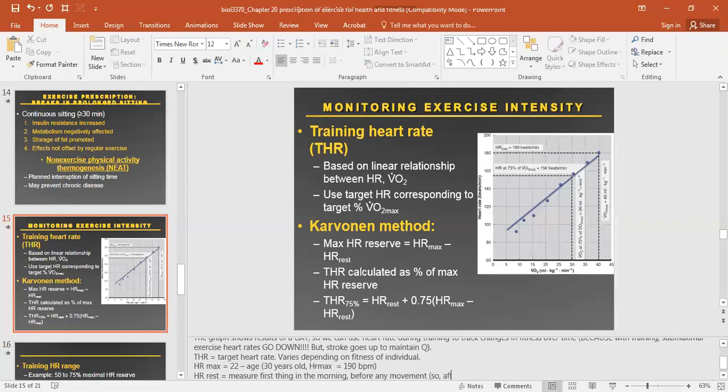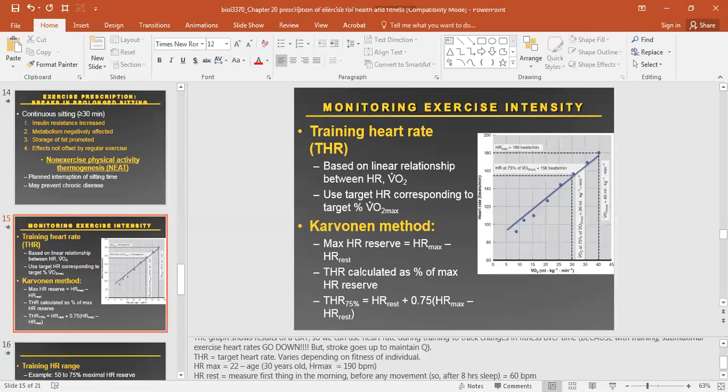So after, we're going to call it 8 hours of sleep, in a completely rested state, you measure heart rate at rest, first thing in the morning, before any movement, after 8 hours of sleep. You haven't gotten out of bed yet. Say, for example, this 30-year-old person, their resting heart rate is, I don't know, 60 beats per minute.